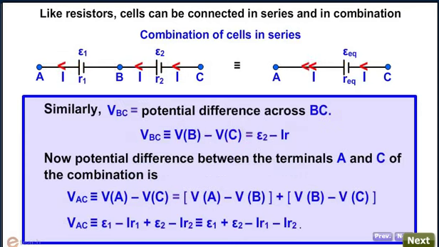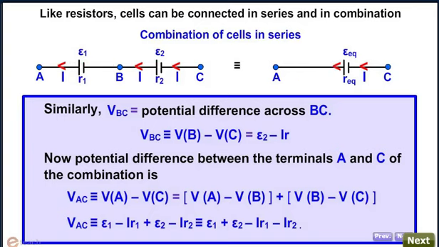Similarly, VBC equals the potential difference across BC. VBC is equivalent to VB minus VC, which equals epsilon 2 minus IR2.